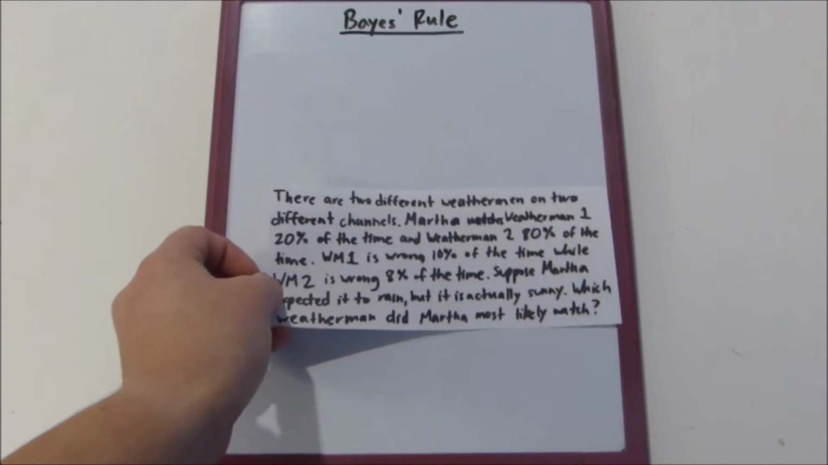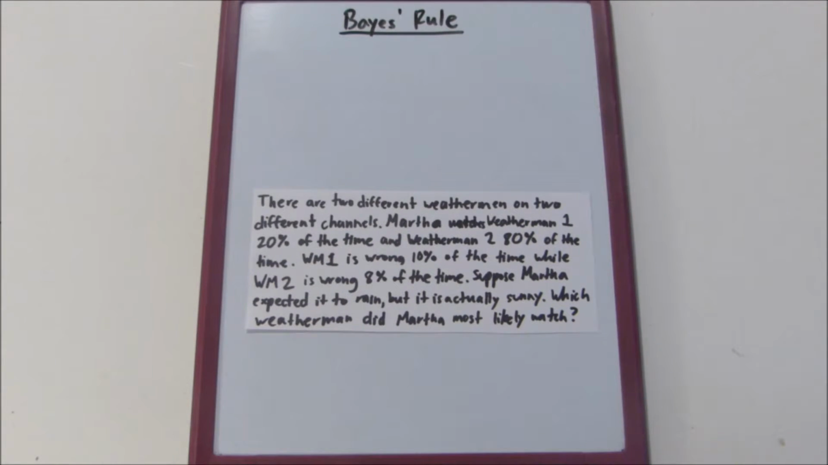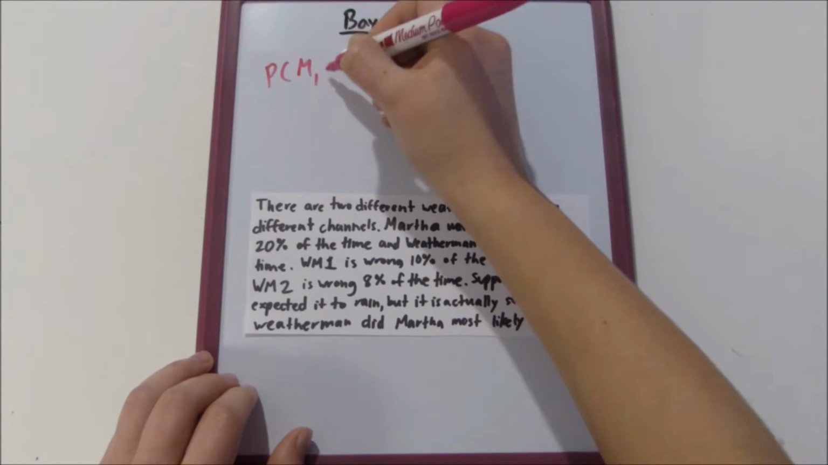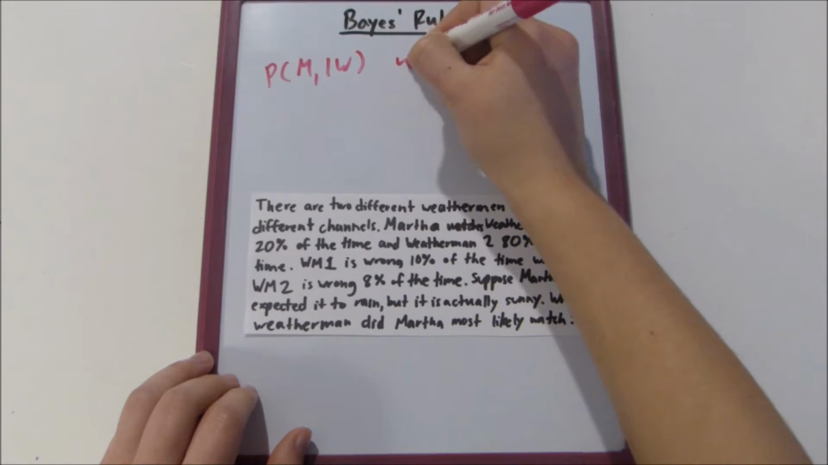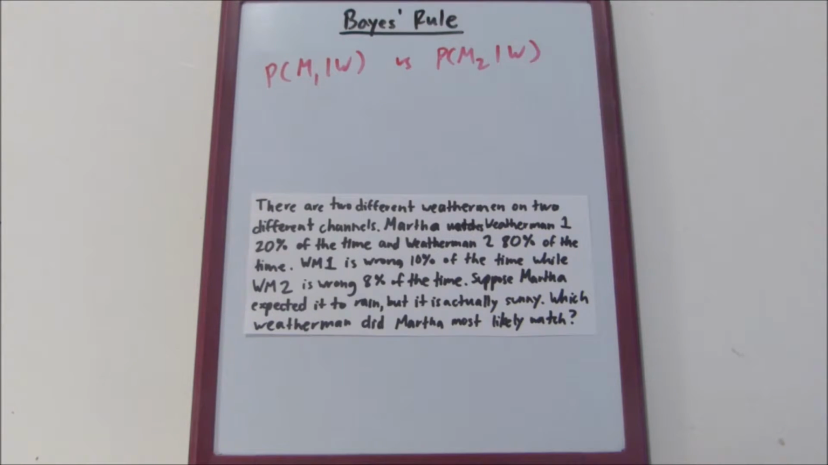So in this problem, you're doing Bayes' rule not once, but twice, because you want to find the probability that it is the weatherman, given that they're wrong, for both weathermen. So to fully illustrate my point about how Bayes' rule is the converse of conditional probability, in this problem, we're trying to find what's the probability that it was weatherman 1 who was wrong, versus what's the probability that it was weatherman 2, given that they were wrong. So we're trying to compare those two probabilities. Whichever one is bigger is the weatherman that Martha was most likely to watch.